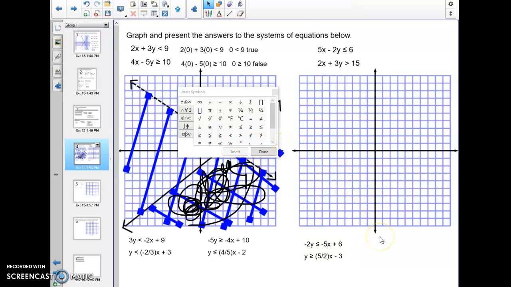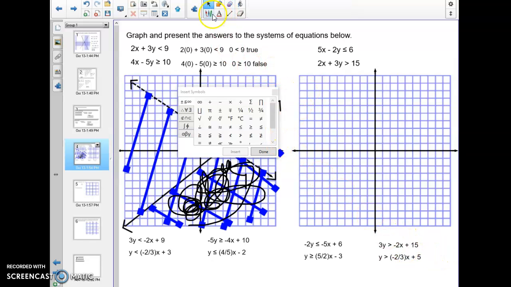When I go to solve the other inequality, we subtract 2x on both sides, so we get 3y is greater than negative 2x plus 15. And now I'm going to divide both sides by 3, and we get y is greater than negative 2/3 x plus 5.